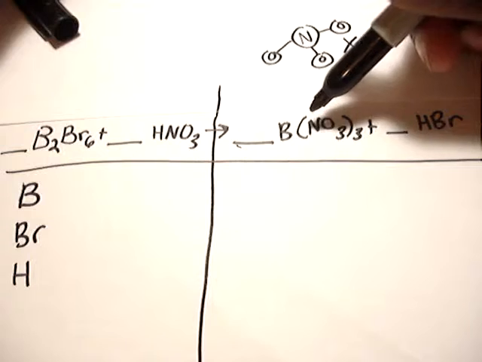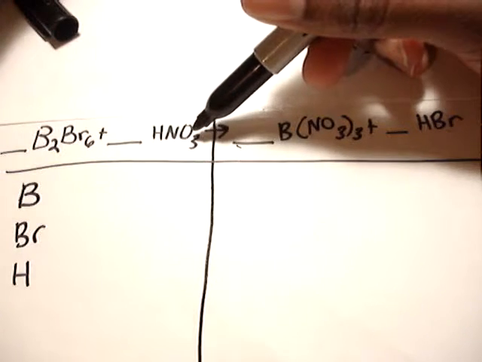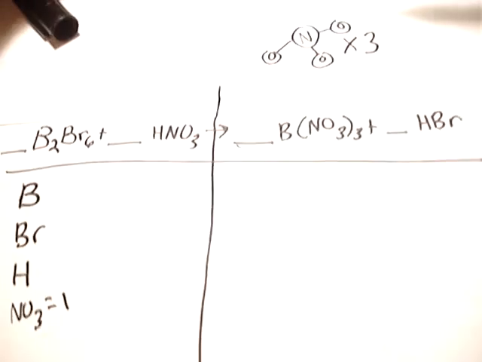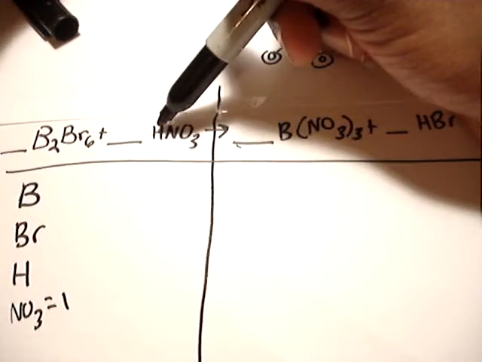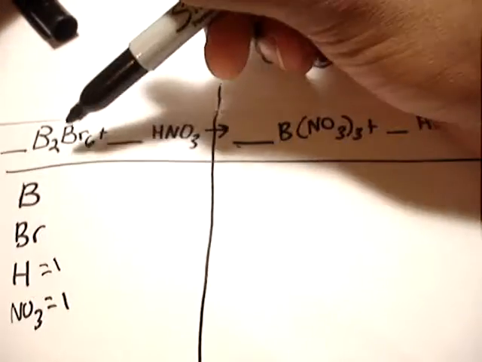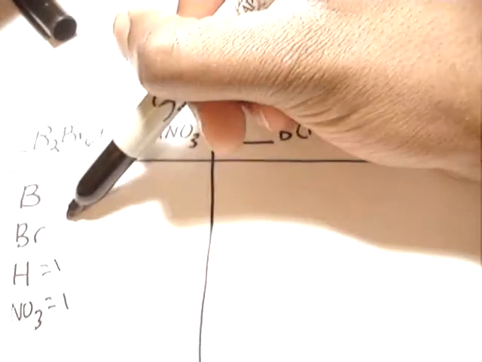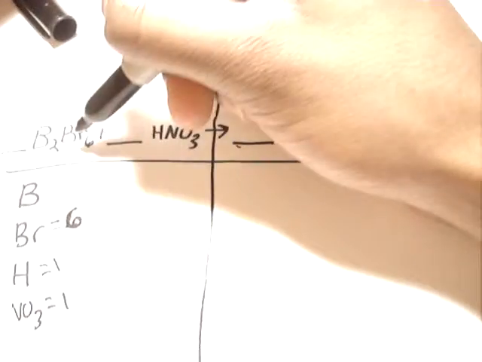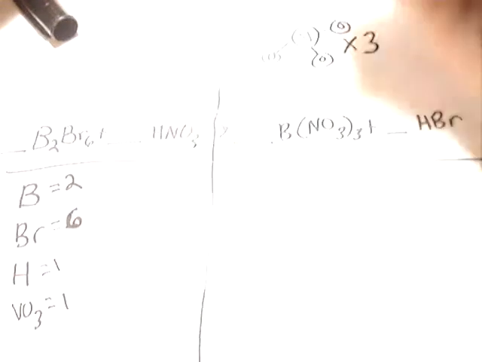entity. So on this side, how many NO3s are there? There's only one NO3, so we're going to put NO3 equals 1. Okay, now how many H's do we have? We have one H. How many BRs do we have? We have 2 BRs. And how many B's do we have? We have 2 B's.